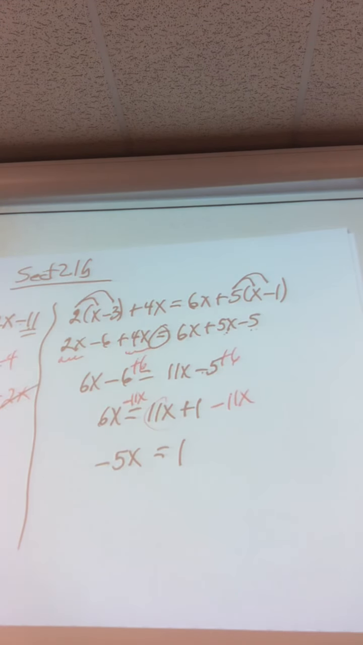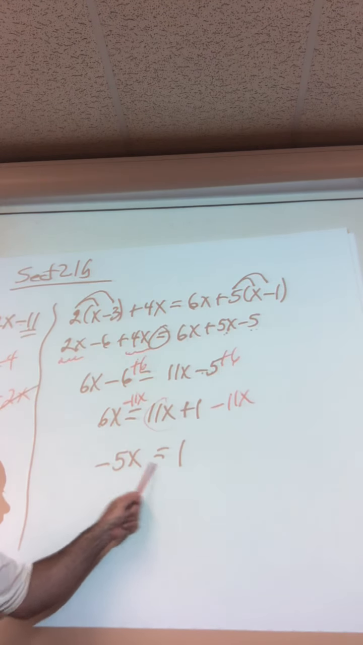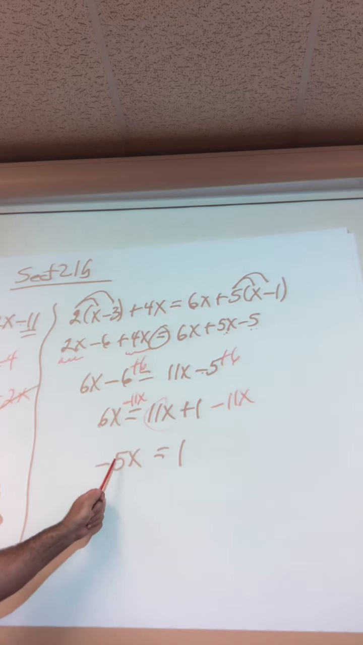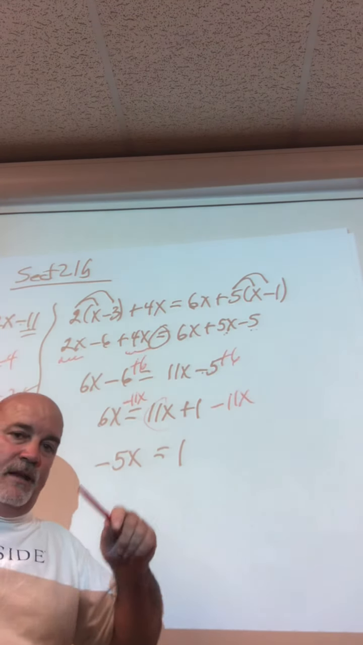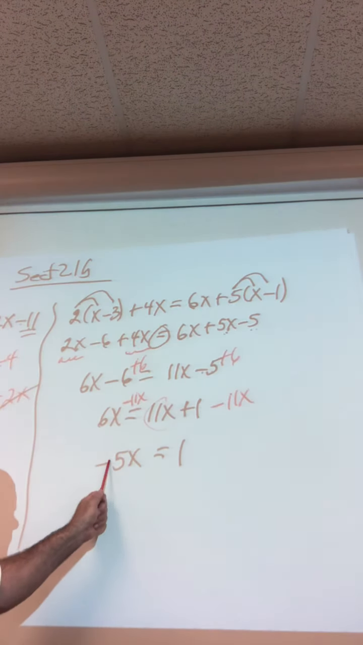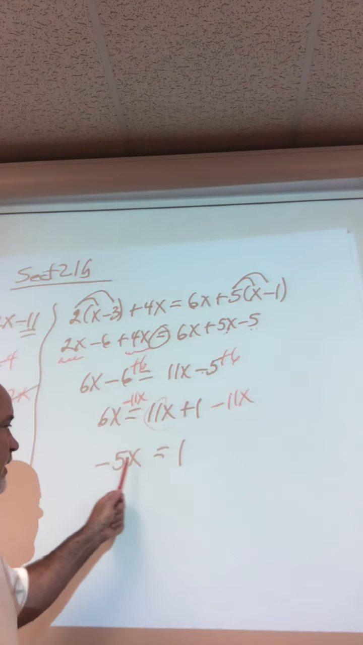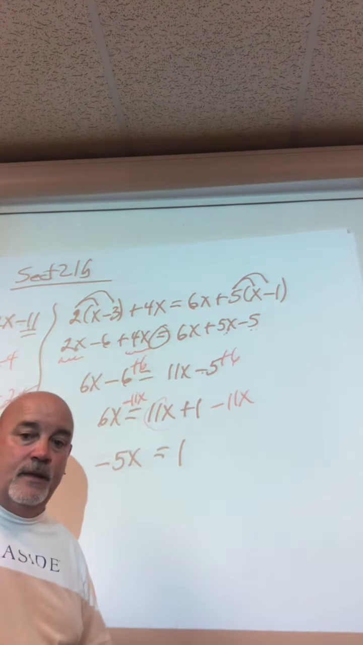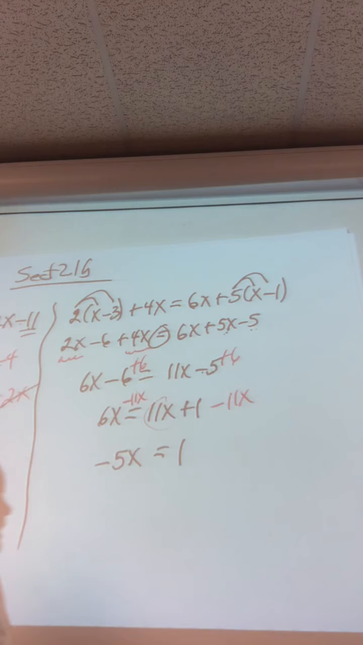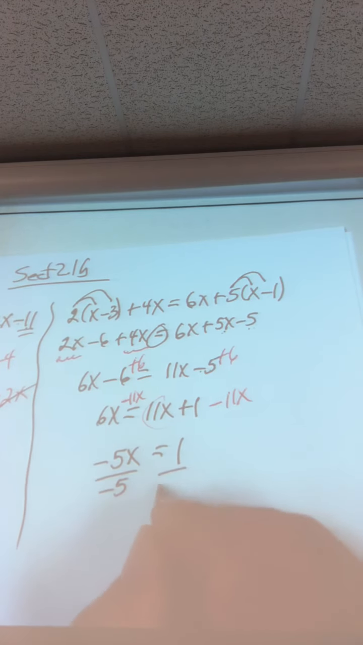Now, let me go on and throw this in too, and I'll say it in the next problem. If this right here ends up going to 0x, remember, if this goes to 0, the answer will either be no solution or all real numbers. If it's 0x equals some number, it's no solution. If it's 0x equals 0, it's all real numbers. All right, so to get rid of the number in front of the x, you divide by it.